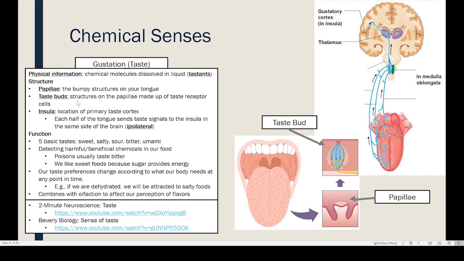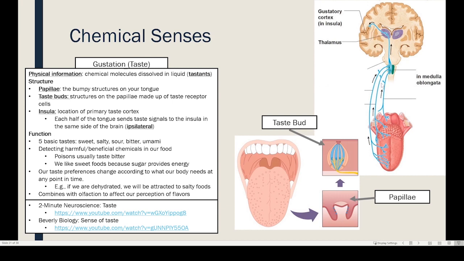After those tastants are received by the taste receptor cells in the taste buds, the signals are communicated up to the insula, which is the location of the primary taste cortex. You can see in this cutaway, the signals come from the tongue, go up through the medulla, go to the thalamus, of course, because everything goes to the thalamus, and then they end up in this area called the insula. That's our primary taste cortex, or gustatory cortex, and that's where the perception of taste is processed.